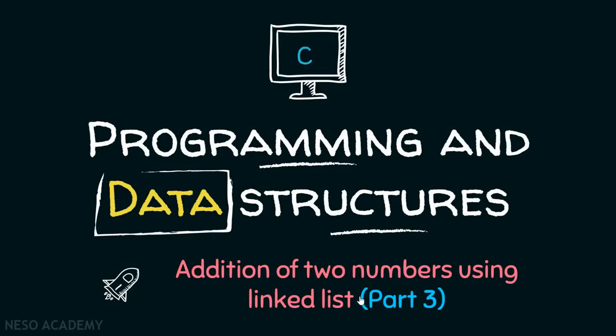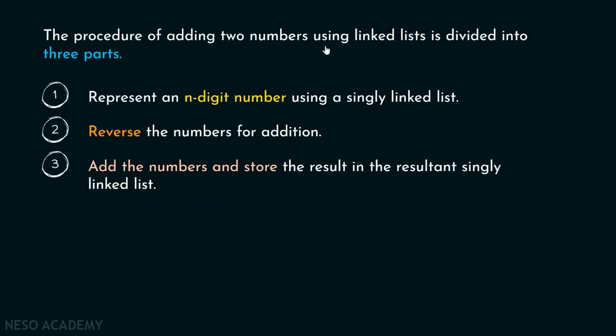This is part 3 of addition of two numbers using linked list. So without any further delay, let's get started. The procedure of adding two numbers using linked list is divided into three parts. We have already seen this, right? What is the procedure of adding two numbers using linked lists?